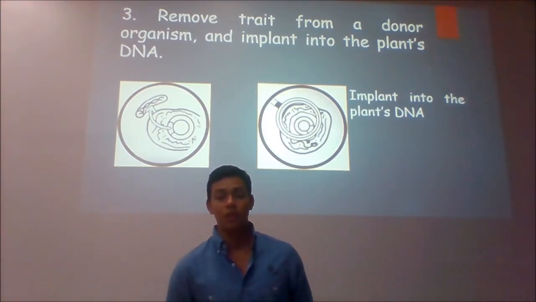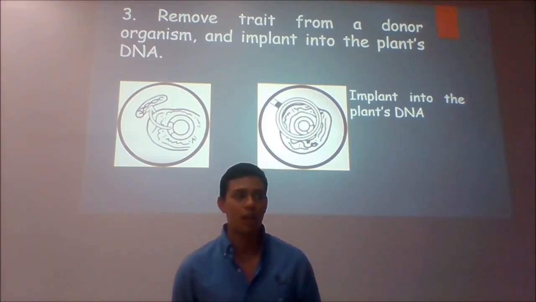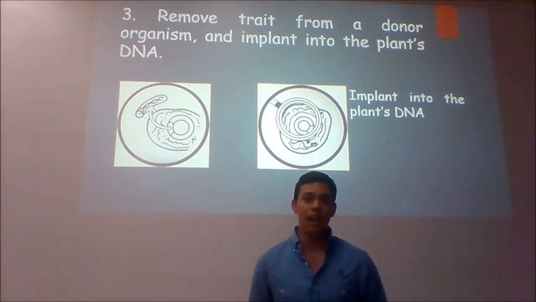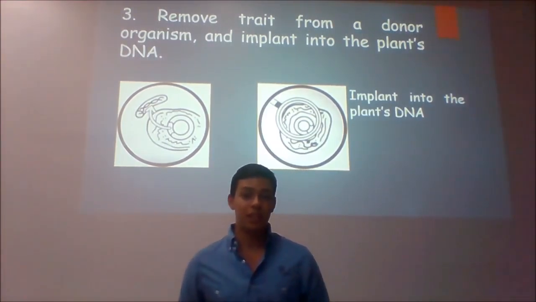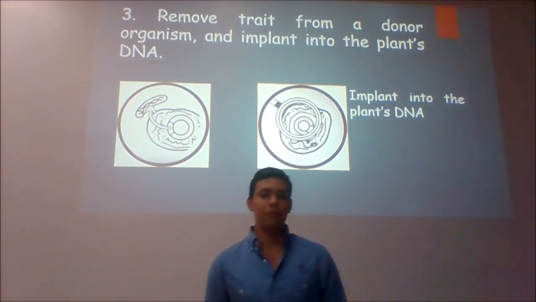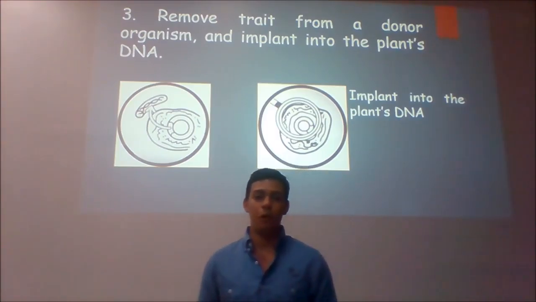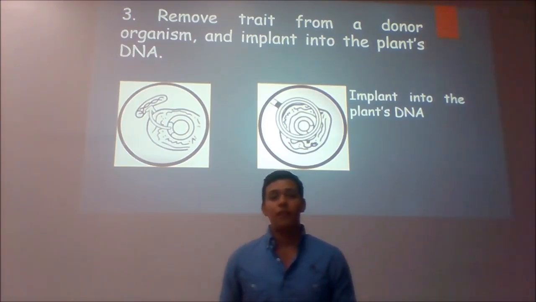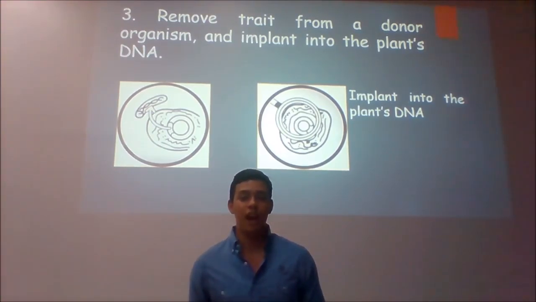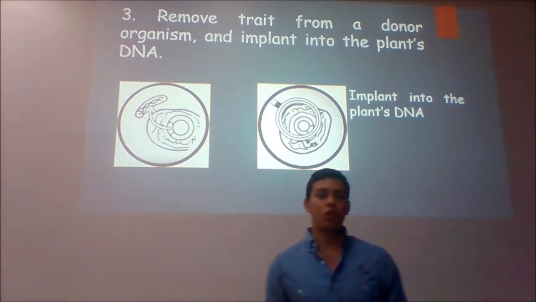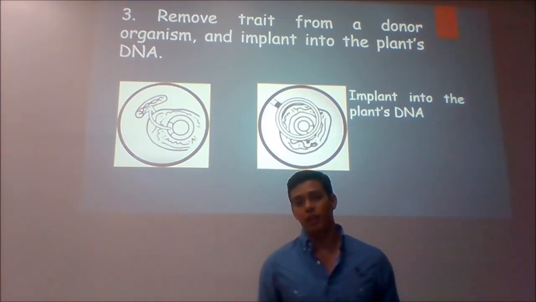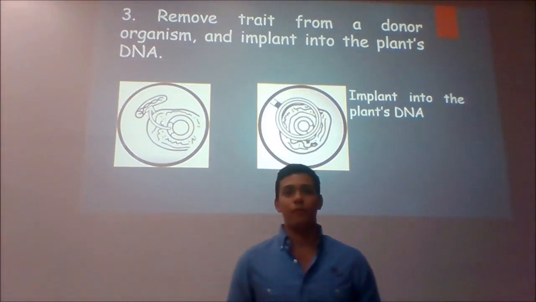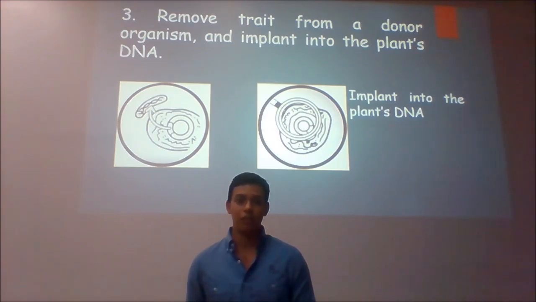Well, so the third step is to remove the trait from a donor organism and implant it into the plant DNA. We saw before that the DNA that we needed was found in a donor organism, and the segment of DNA qualified for the resistance to the PRSV virus. So, first of all, do you know what DNA is? DNA is the genetic material of every living organism in this world, and this material has the information of all the metabolism and all the production of proteins and everything that the organisms need to produce to live.